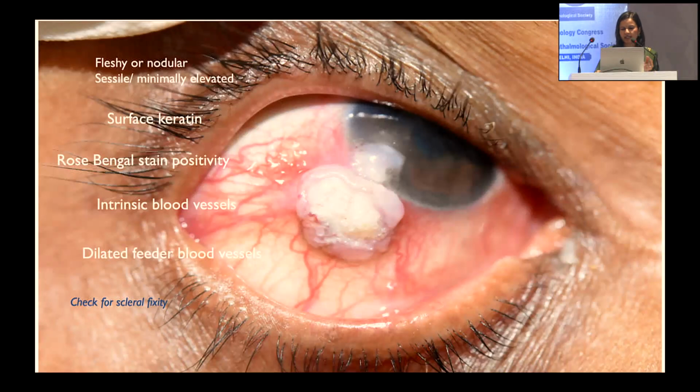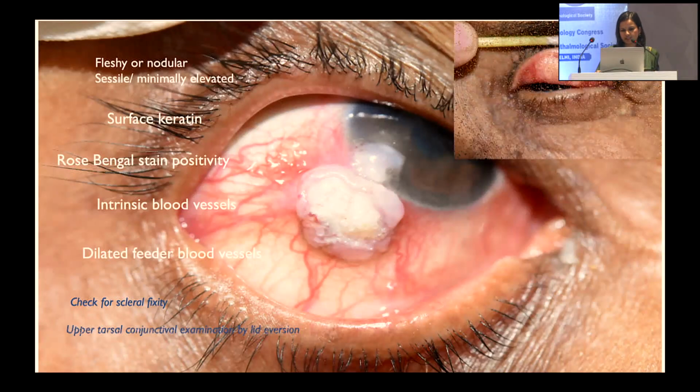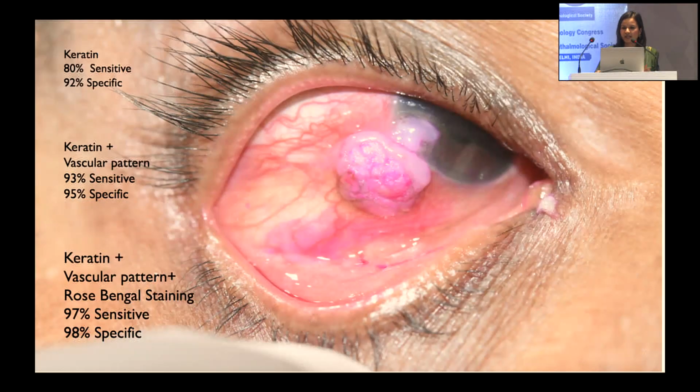Take a cotton bud and actually move the lesion to see if it is affixed to the underlying sclera, showing the extent of it. And of course, not to miss also is the upper tarsal conjunctival examination, where a lesion might be sitting, and also to check the lymph nodes, because invasive squamous cell carcinoma is a malignant variant. So we have been taught this, that if we have a combination of keratin on the surface, the typical vascular pattern, the intrinsic and the feeder vessels, and rose Bengal staining, the sensitivity and specificity of a clinical examination is very high.